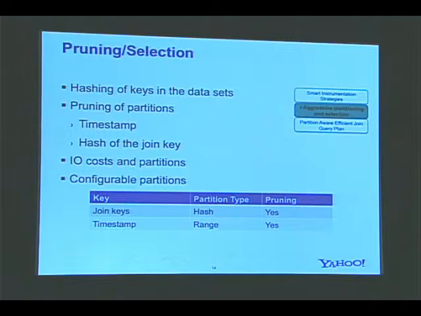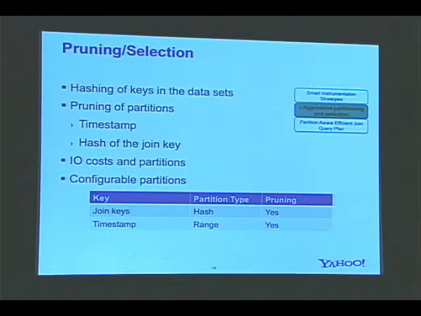The first clue that we use is a timestamp, and we eliminate all the range partitions that don't fit into our use case. And once we get to the right partitions based on the timestamp, we then use the hash partition key to do further pruning so that our I/O costs are very, very little.